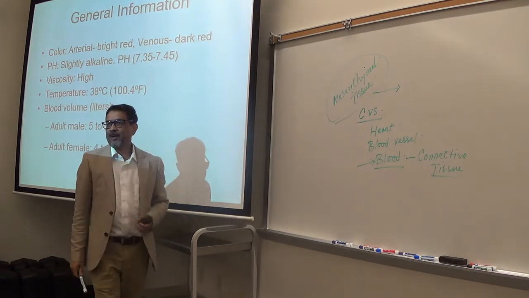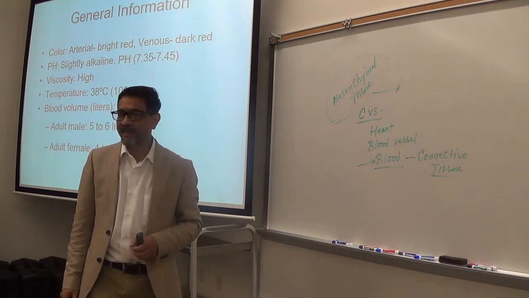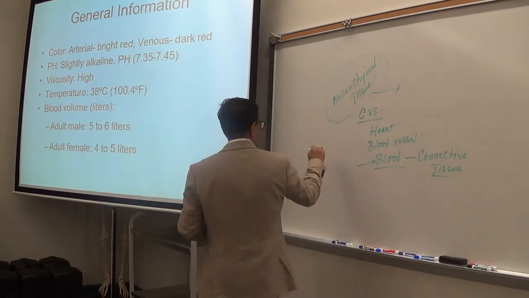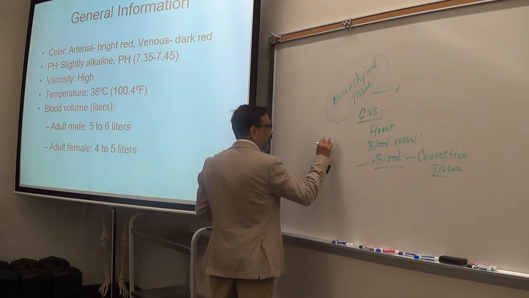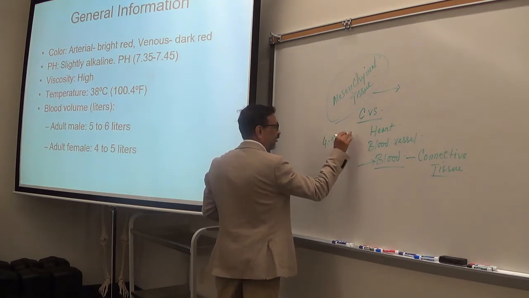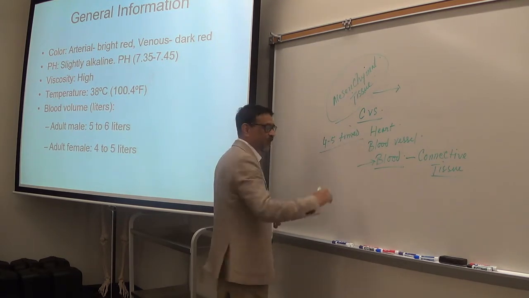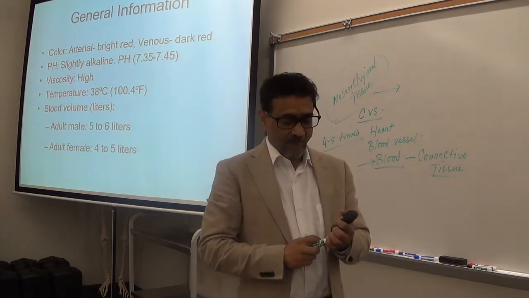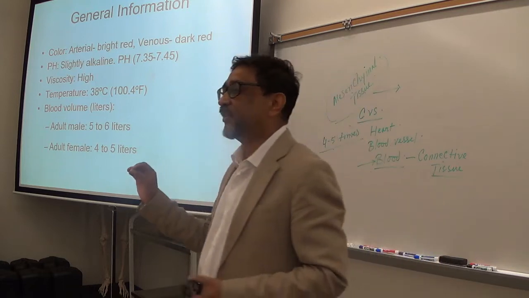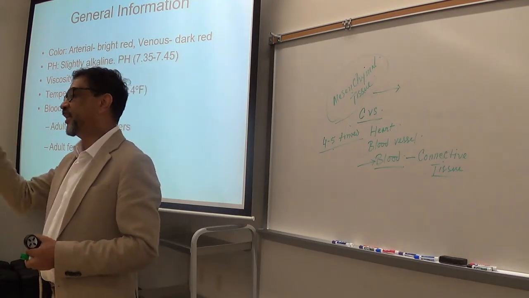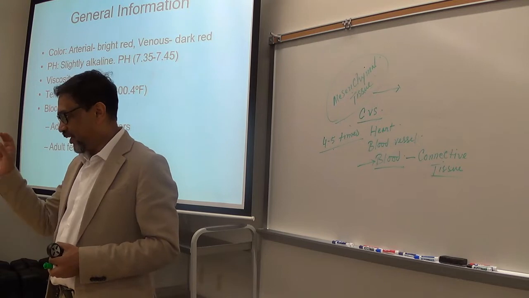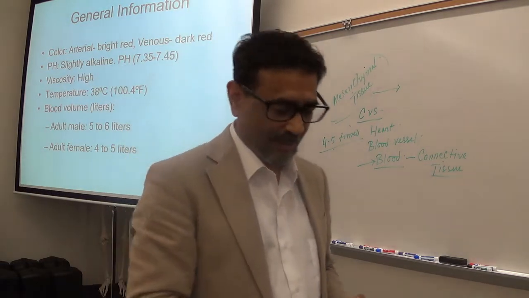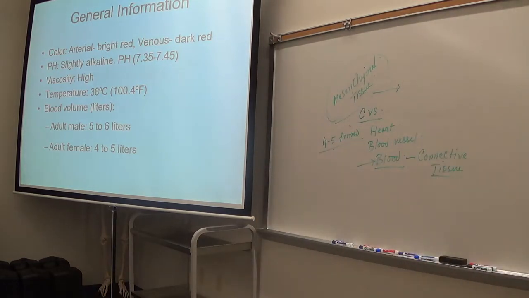Viscosity of blood is high, 4 to 5 times more than water. 4 to 5 times more than what? Water. That means viscosity indicates thickness and stickiness. So blood is much thicker and stickier than the water, 4 to 5 times.